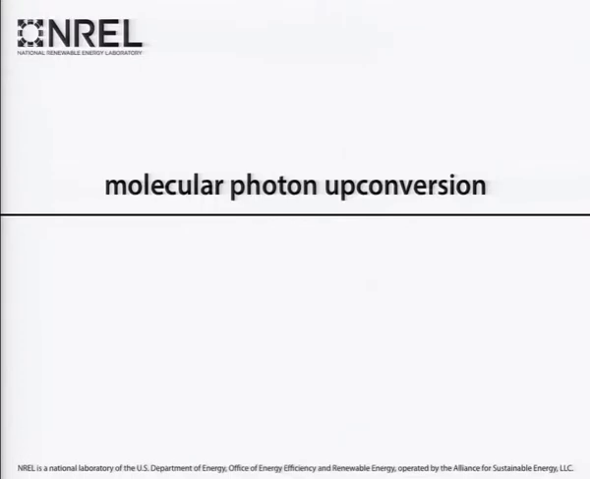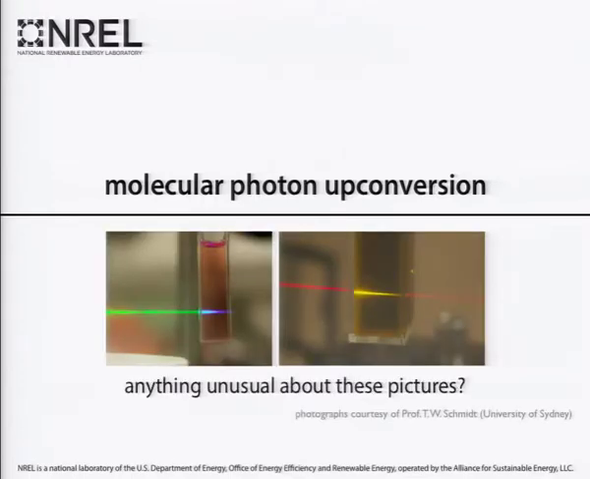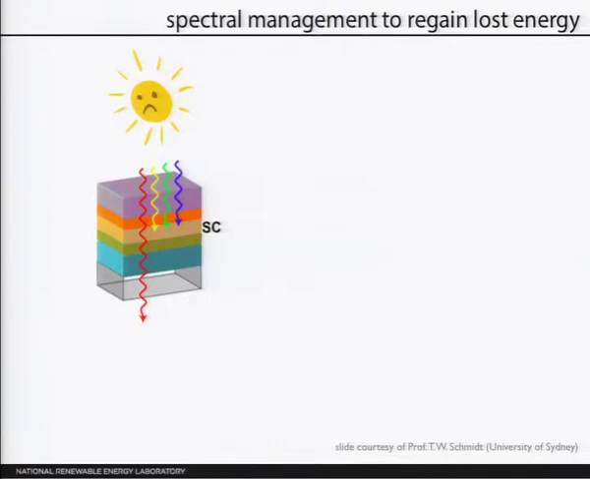So to get to the actual process itself, what you can see in these pictures here is that the emitted light in these molecular photon upconversion systems is emitted at a wavelength that is significantly shorter than the excitation light. So in this case, we have red to orange, and in the case on the left-hand side, green to blue photon upconversion. Why is this useful to us?